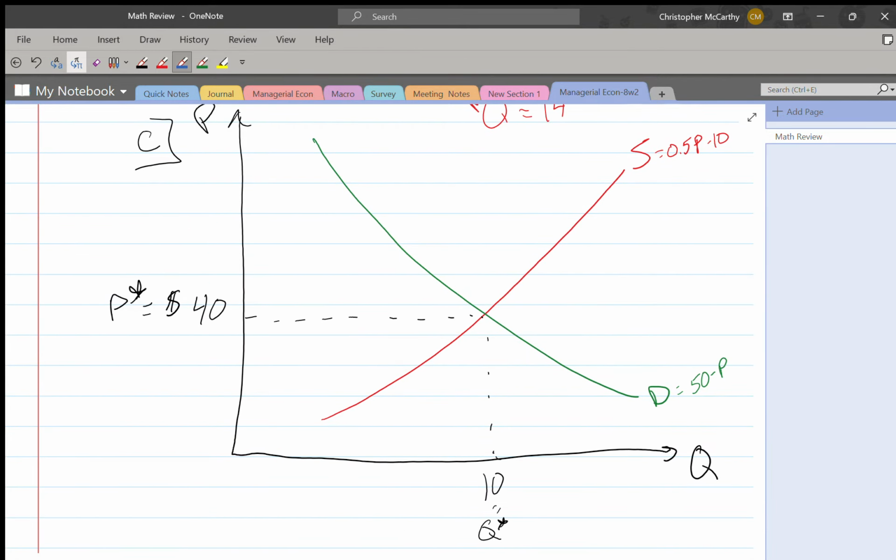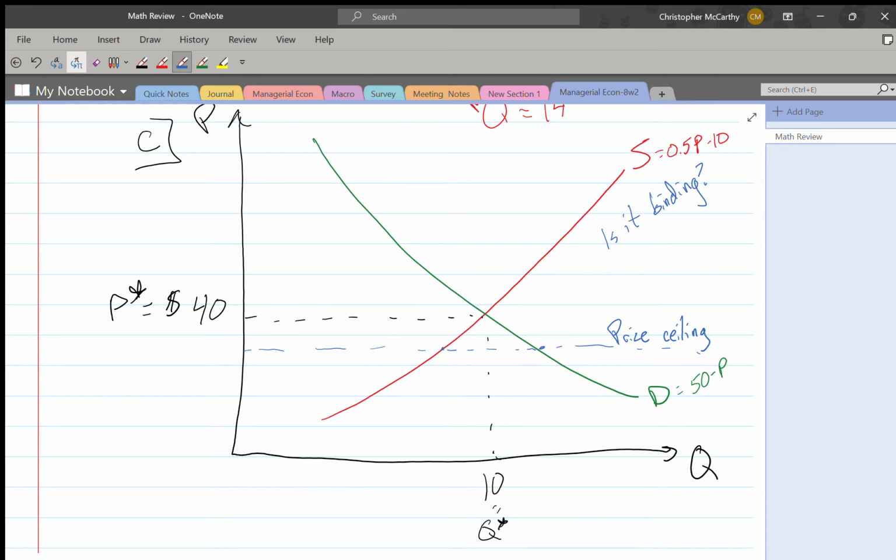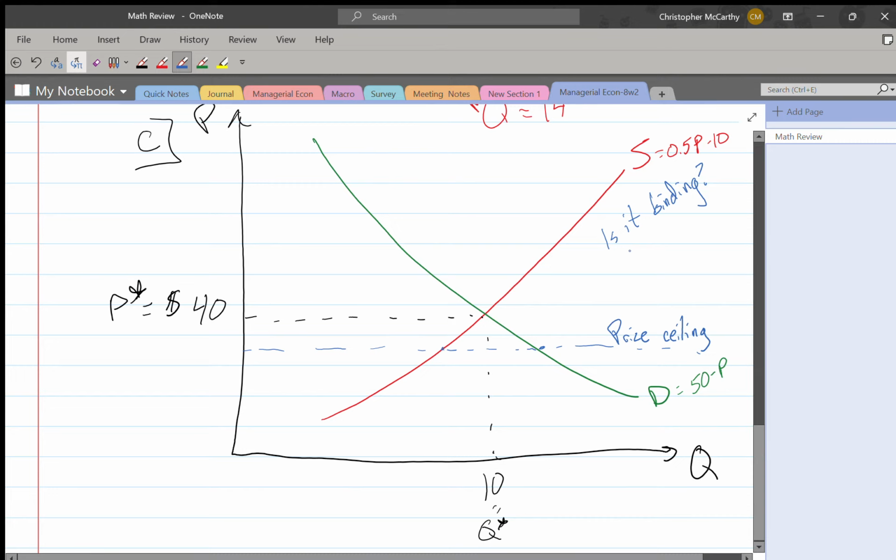Let's take a look at that. So 34 we know is going to be lower than the $40, right? And so it's going to look something like this. And this is our price ceiling. And again, we're going to ask ourselves, is it binding? Now, a price ceiling is a price above which the government says it's illegal to charge. So yes, this is binding. Why is it binding? Because the equilibrium price is greater than the price ceiling.